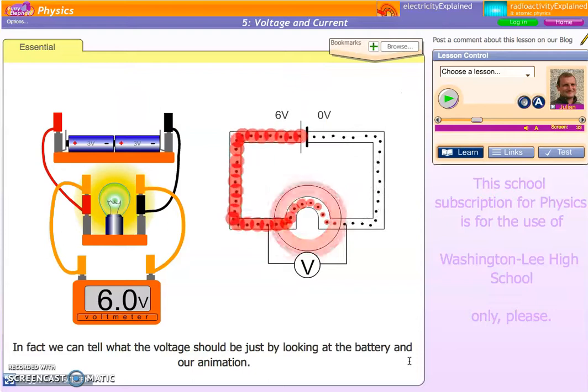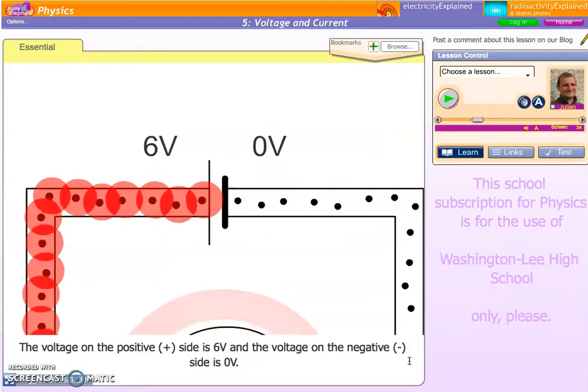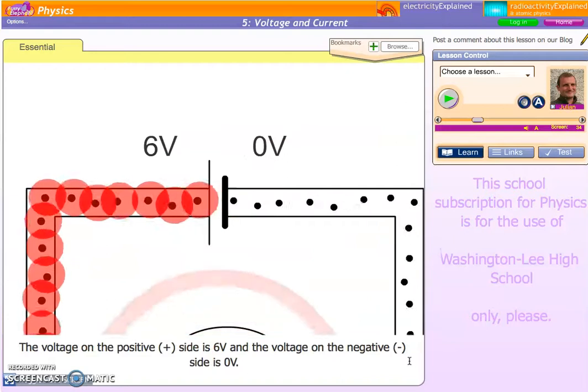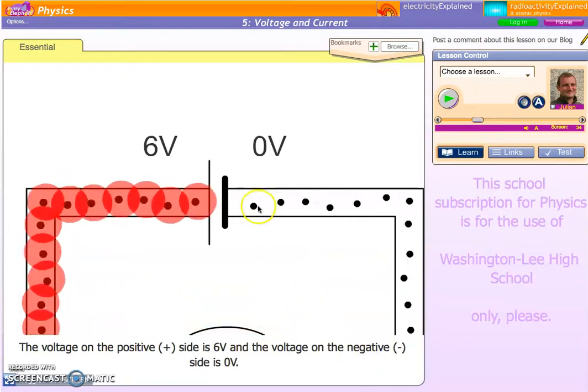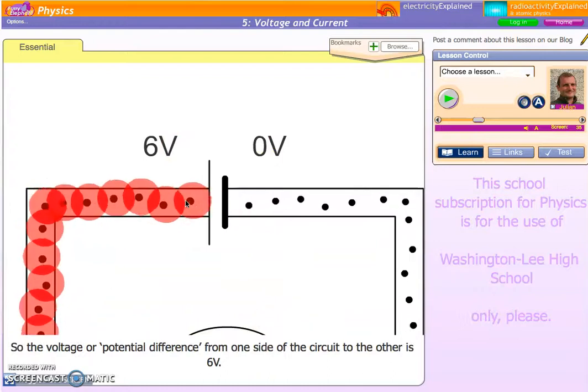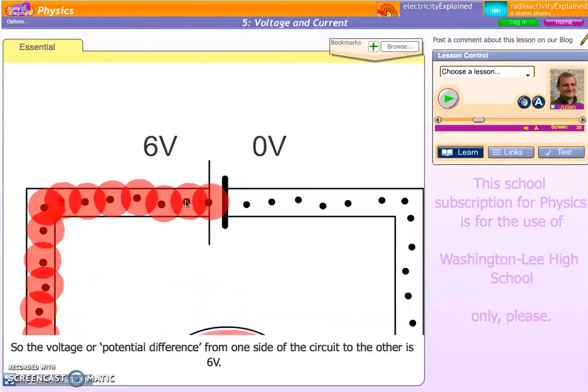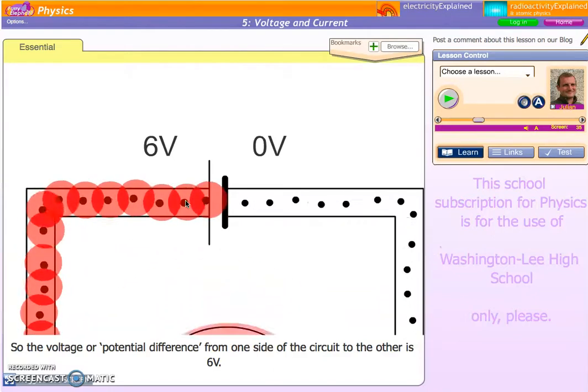In fact, we can tell what the voltage should be just by looking at the battery and our animation. The voltage on the positive side is 6 volts, and the voltage on the negative side is 0 volts. So the voltage, or potential difference, from one side of the circuit to the other is 6 volts.